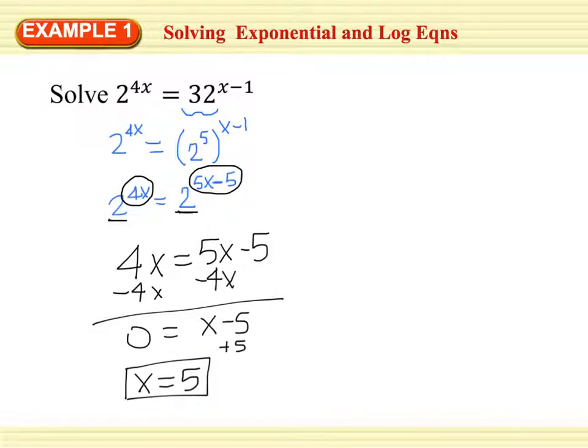So if you go back and double check your work, we would have 2 to the 4 times 5 is equal to the 32 raised to the power of 5 minus 1, or 2 to the 20th is equal to 32 to the 4th. And you can verify these on your calculator and you'll see that you get a number a little bit over 1 million for both.